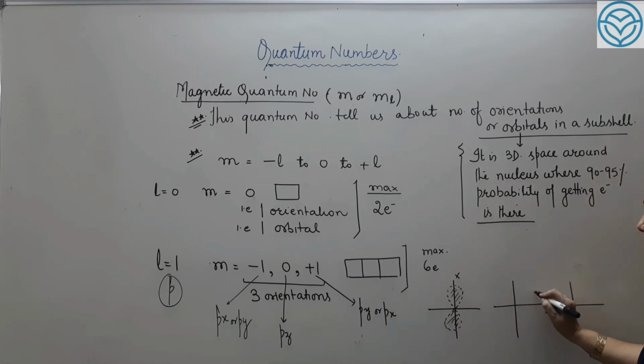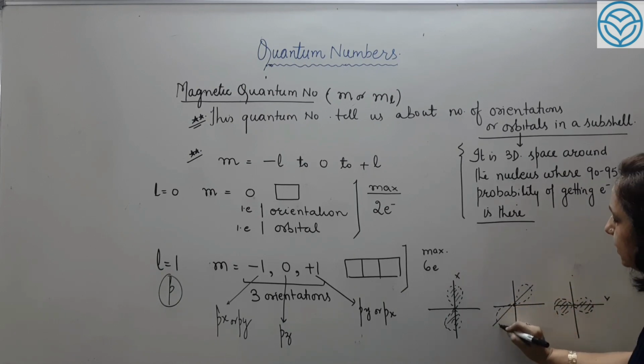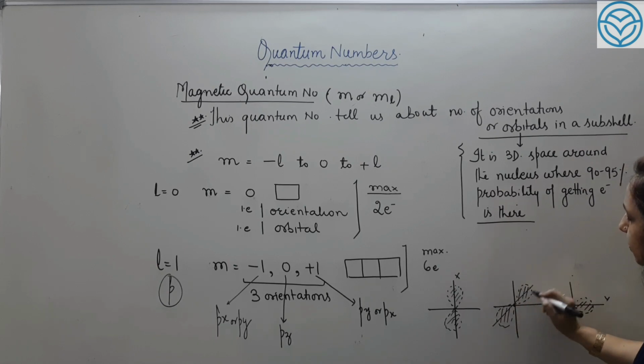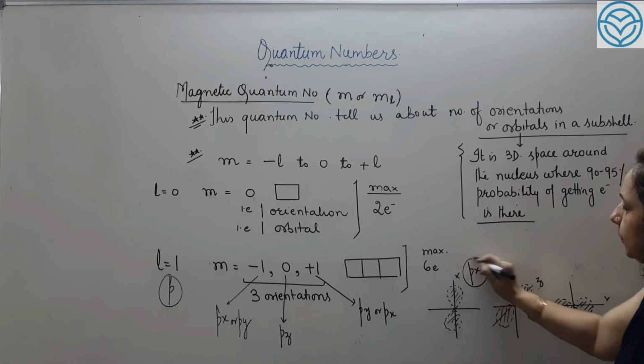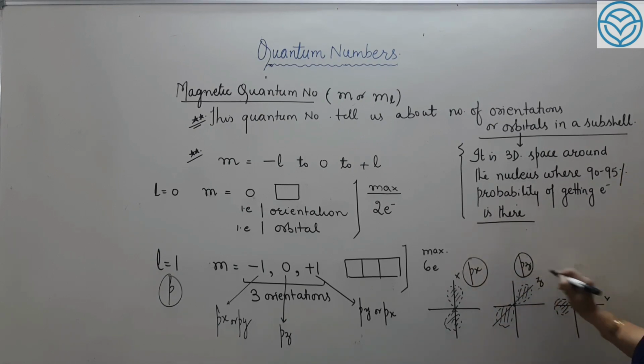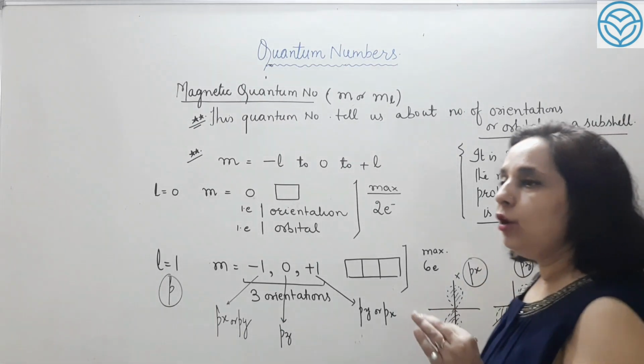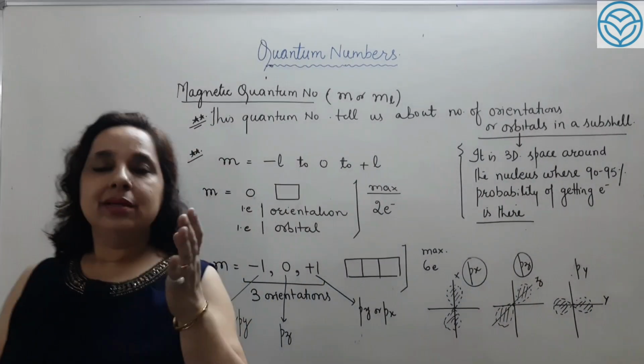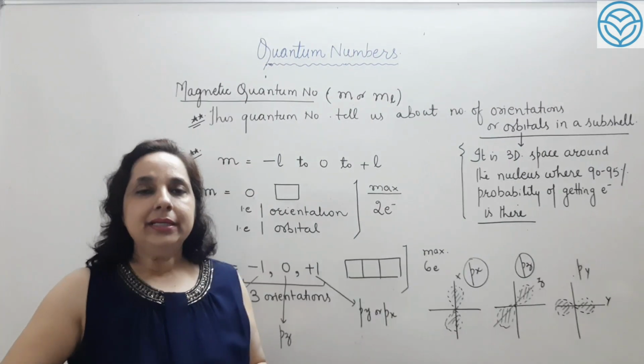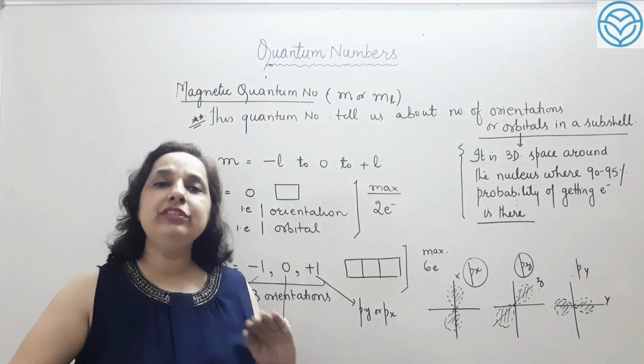If it is along the y-axis, so this we can say is the y-axis, and another dumbbell is along the z-axis. The dumbbells are 3 in number, going along the x, y, z axes. We can say this is px, this is going to be pz, and this is py. So there are 3 orientations, 3 directions, 3 orbitals in the p subshell. All 3 of these orbitals are of dumbbell shape.